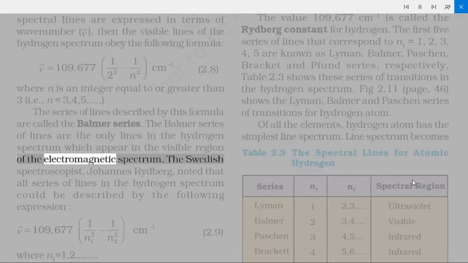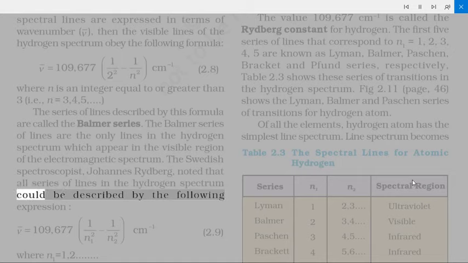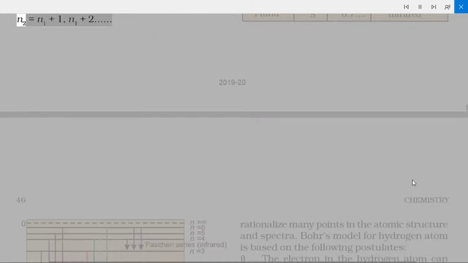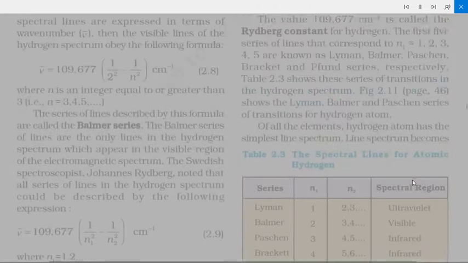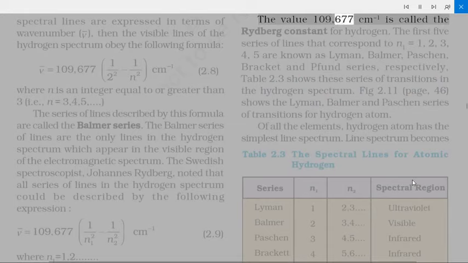the electromagnetic spectrum. The Swedish spectroscopist, Johannes Rydberg, noted that all series of lines in the hydrogen spectrum could be described by the following expression (2.9), where n1 = 1, 2, and n2 = n1 + 1, n1 + 2. The value 109,677 cm^-1 is called the Rydberg constant for hydrogen.